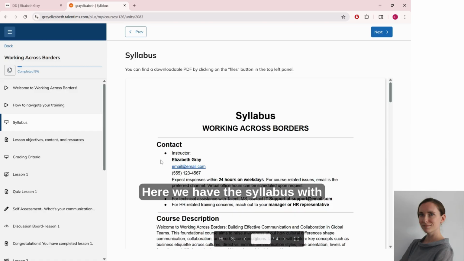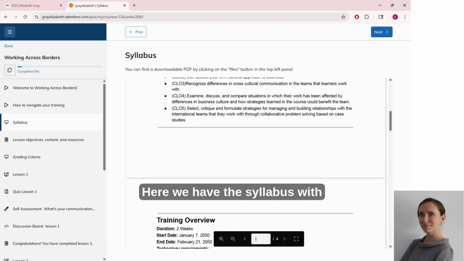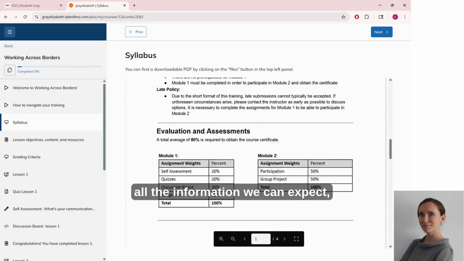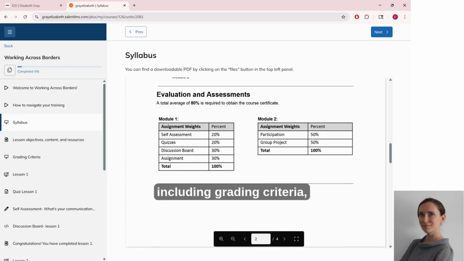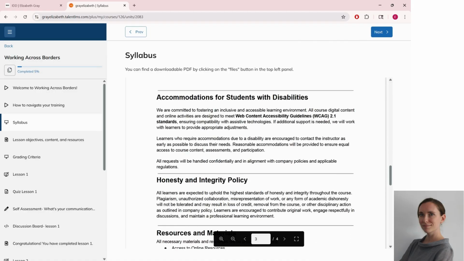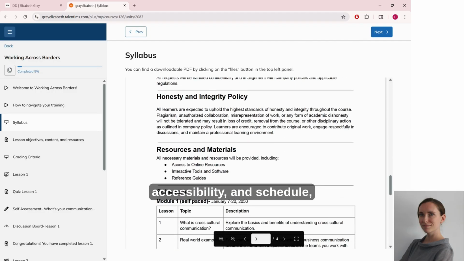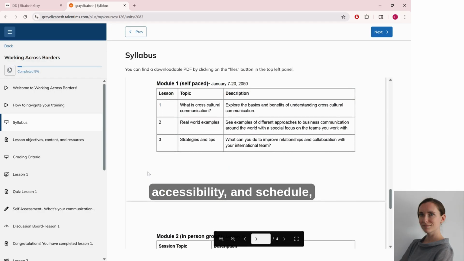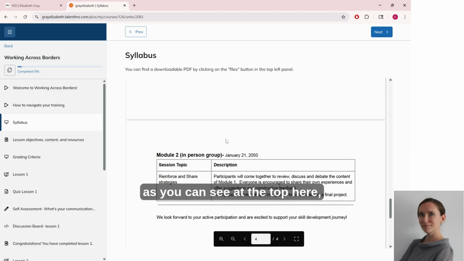Here we have the syllabus with all the information we can expect, including grading criteria, accessibility, and schedule, which I tried to really simplify to make easy reference for the learners.